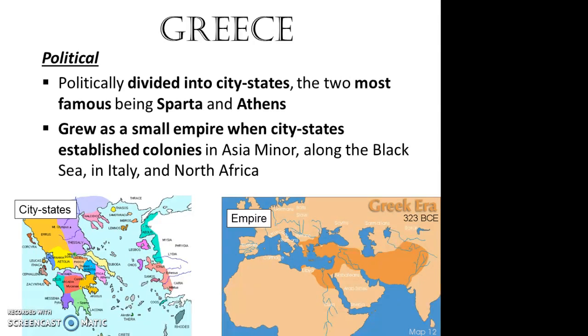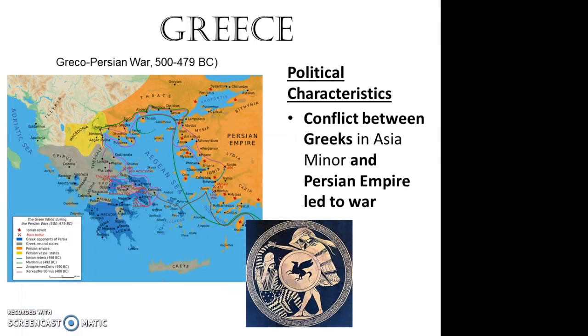They grew as a small empire when city-states established colonies in areas along the Black Sea, Italy, and North Africa. Some of the political characteristics included the conflict between the Greeks in Asia Minor and the Persian Empire, which led to the Persian Wars, the Greco-Persian Wars that lasted from 500 to 479 BC. There's a map here that shows some of those encounters.